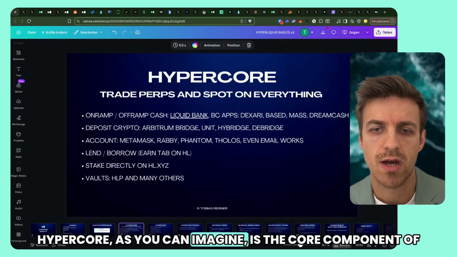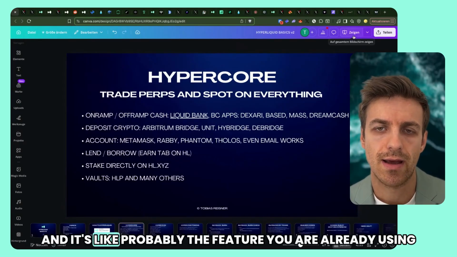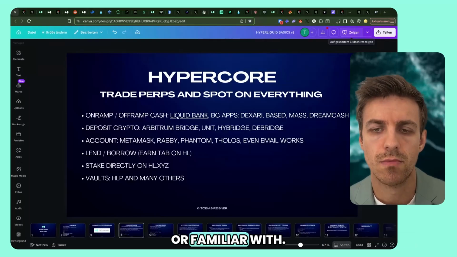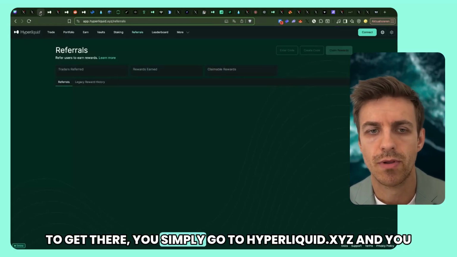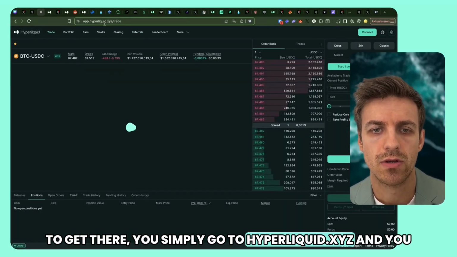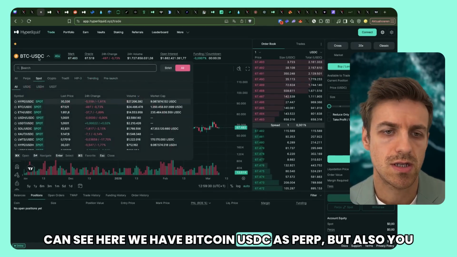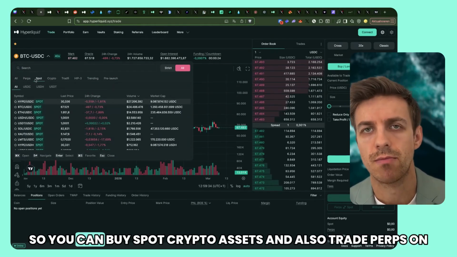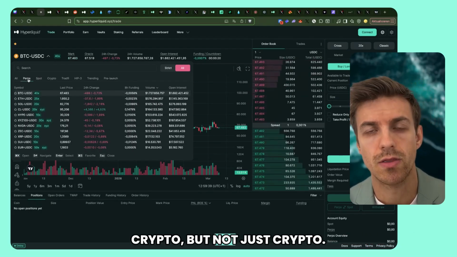HYPERCORE, as you can imagine, is the core component of Hyperliquid. And it's probably the feature you are already using or familiar with. That's the platform where you can trade perps and spot on everything. To get there, you simply go to hyperliquid.xyz, and you can see here we have Bitcoin USDC as perp, but also you can buy it as spot. So you can buy spot crypto assets and also trade perps on crypto, but not just crypto.